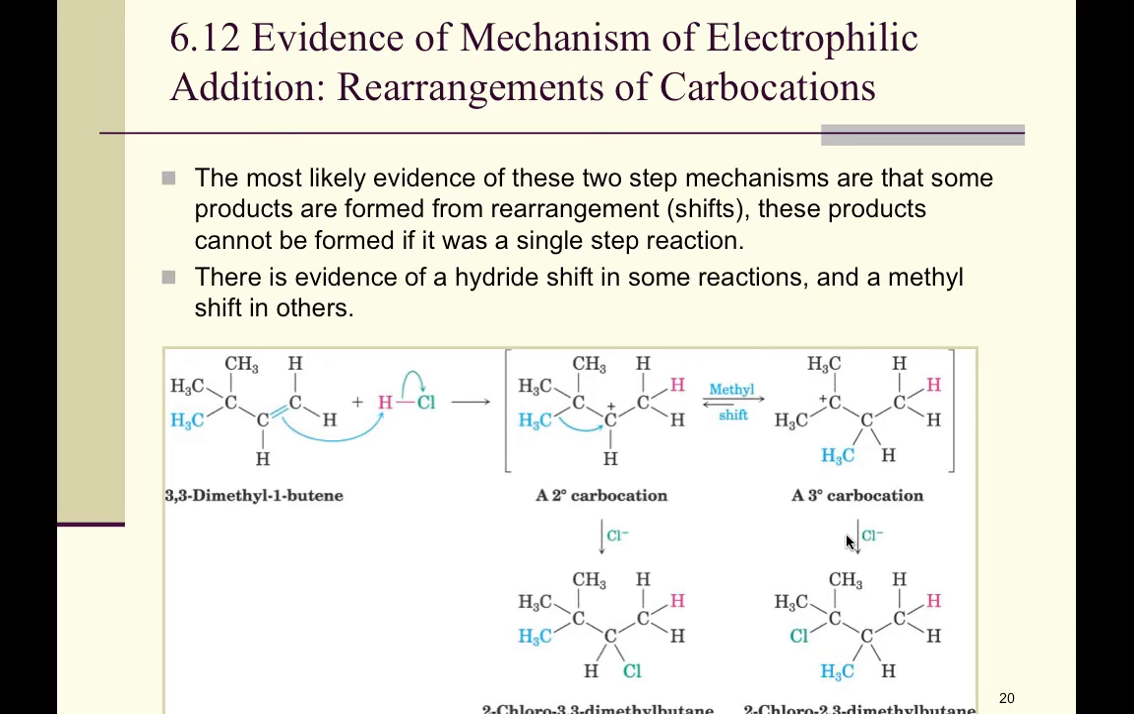And the chloride can come in and substitute in this spot here. Now there will be some times where the chloride on the secondary carbocation will come in, and we will see this product also. So we have seen evidence that this is a two-step reaction, that a carbocation is formed. And it's due to this methyl shift here that we can say that a carbocation is formed as our intermediate.